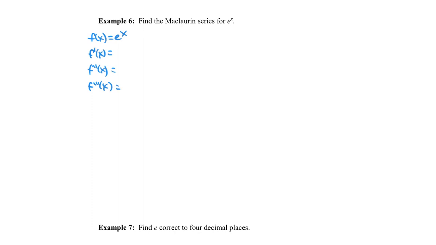And then because it's Maclaurin, remember Maclaurin means that we're going to center this at x equals 0, right? X equals 0. So then I need to find f of 0, f prime of 0, f double prime of 0, and f triple prime of 0.